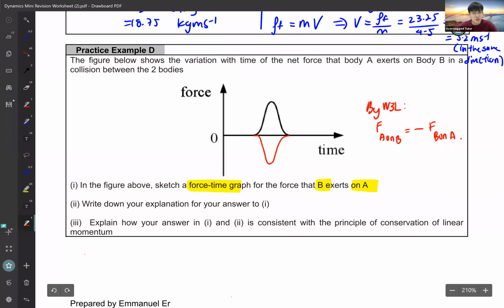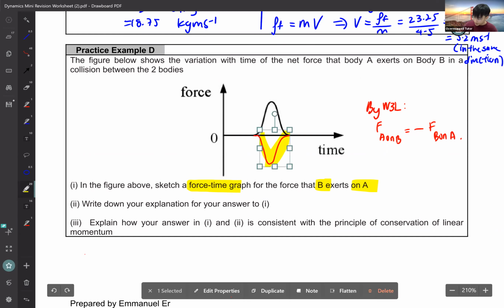Okay, that's it. So that's the answer for part 1. Force is a vector, so that's why I have to put the negative, and I have to draw it as a negative value also. That's the key idea. Then let's look over at part 2.